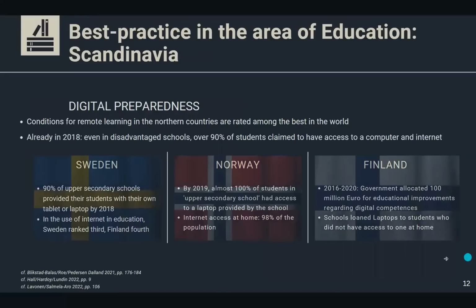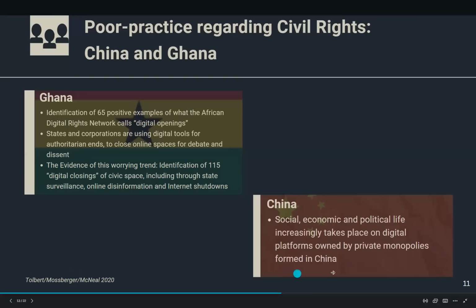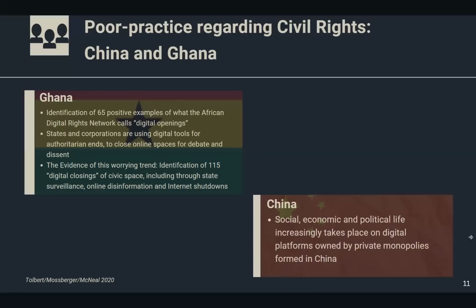In regard to the pandemic, social, economic, and political life increasingly has begun to take place on digital platforms owned by private monopolies formed in China. The use of artificial intelligence algorithms has allowed the automation of the surveillance process, violating international human rights law in China.